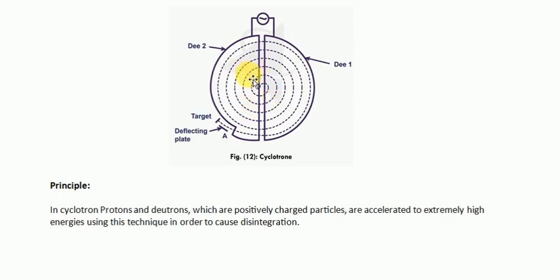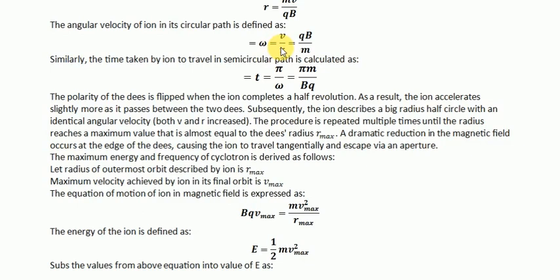After gaining this boost, the particle starts moving in the other D, where it follows a slightly larger path due to its increased speed. And when it returns to the gap, the voltage switches again, giving it another kick. This process repeats, and with each pass the particle gains more and more speed. We can calculate the angular velocity of circular motion as omega equals v by r equals qB by m. The time it takes for the particle to complete a half circle within the D is given by t equals pi by omega equals pi m by Bq.